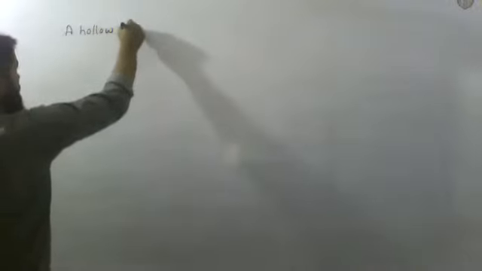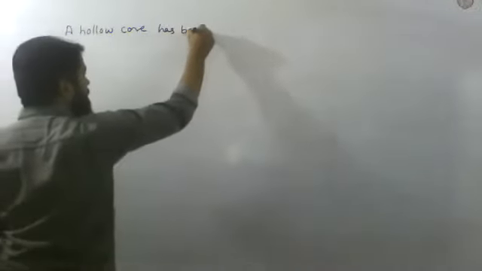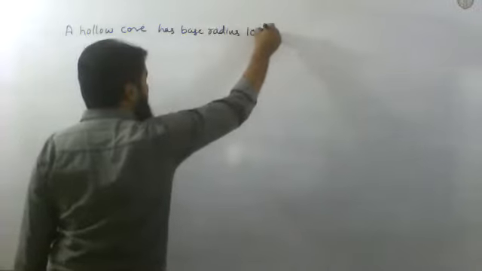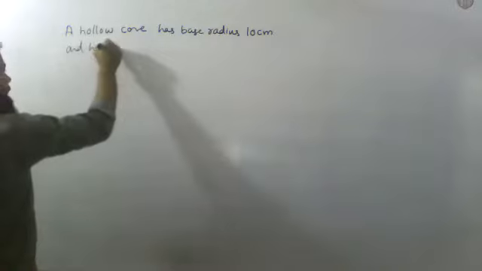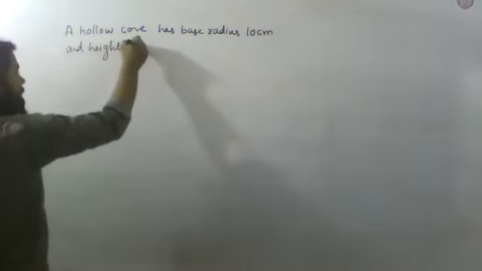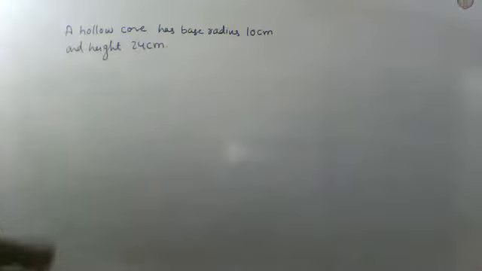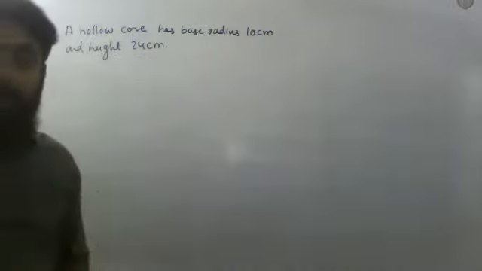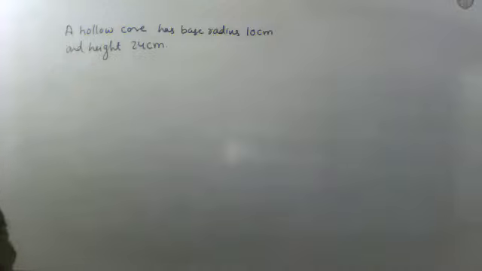A hollow cone has base radius 10 centimeter and height is given 24 centimeter. This is the first piece of information which is given to me. A hollow cone has a base radius 10 centimeter and height 24 centimeter.